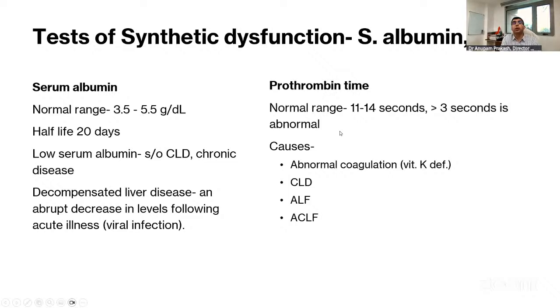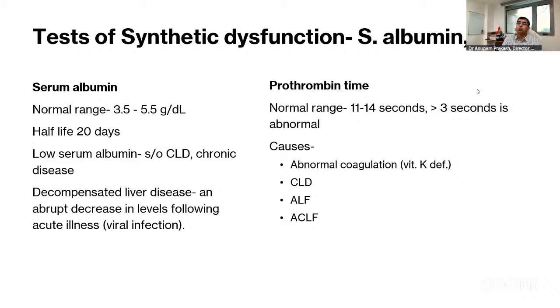The second component, now these are all synthetic dysfunction. Synthetic dysfunction means synthesis by the liver. So that is dysfunctional. So albumin is one important feature. Prothrombin time is the second. These are two which we actually monitor. So normal range is 11 to 14 seconds.